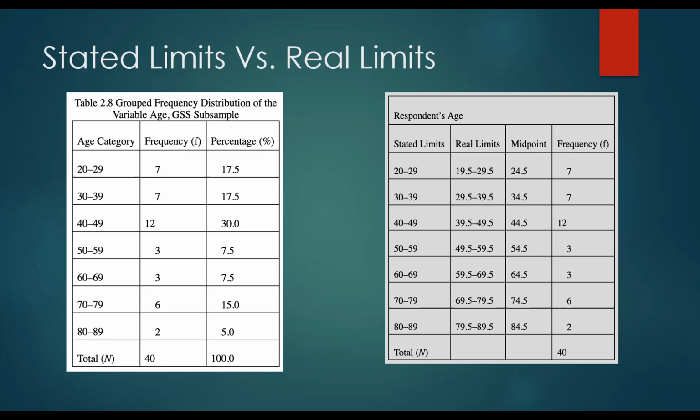Your stated limit is the category within that data, so 20 to 29. The real limit, though, has a buffer on either end. So it's telling us I'm actually going to be measuring 19.5 to 20.5. Anything within that is really my real limit, and that's where people are going to get categorized. This is only going to be important if you've got really funky data that you have to try to organize and sort, because again, you want your midpoint.